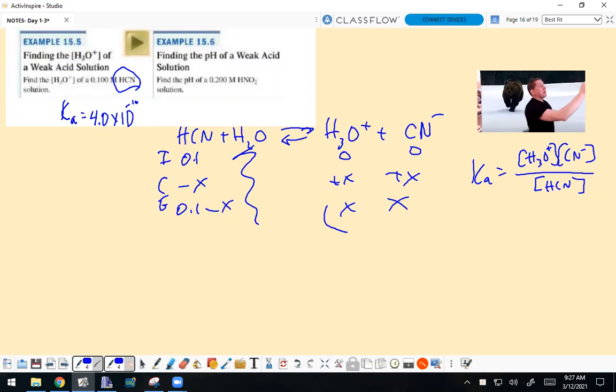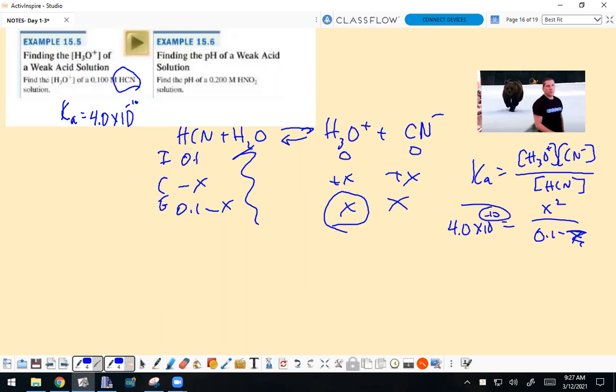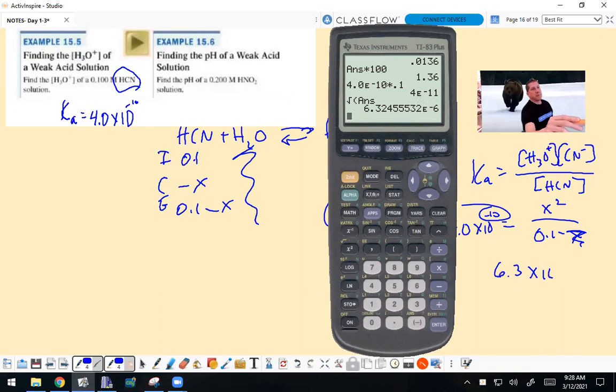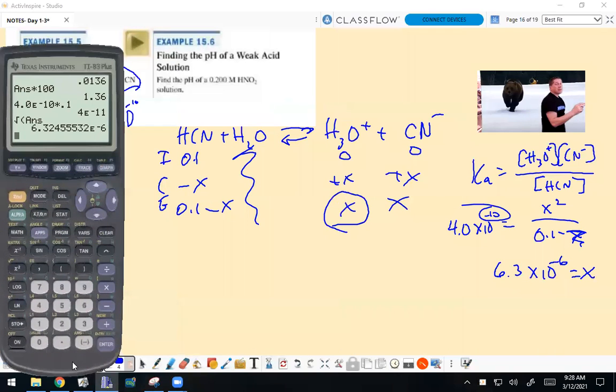We're looking for x this time. We're looking for the H3O plus. So we have 4.0 times 10 to the minus 10 equals x times x over 0.1 minus x. We're definitely going to be able to ignore the minus x this time. 0.1 versus 10 to the minus 10, huge difference. So we got 4.0 times 10 to the minus 10 times 0.1. That equals x squared, square root. 6.3 times 10 to the minus 6 for x. And that is exactly what we're looking for. This is the molarity of the H3O plus.